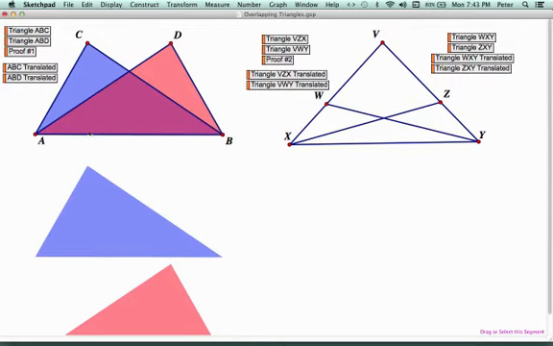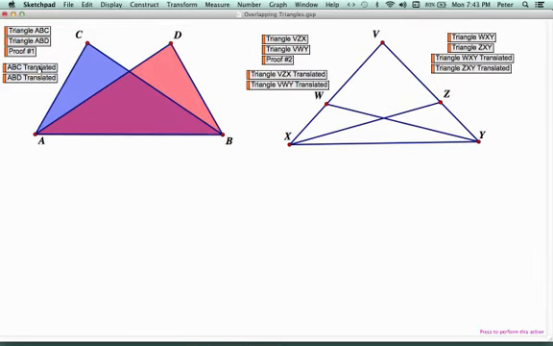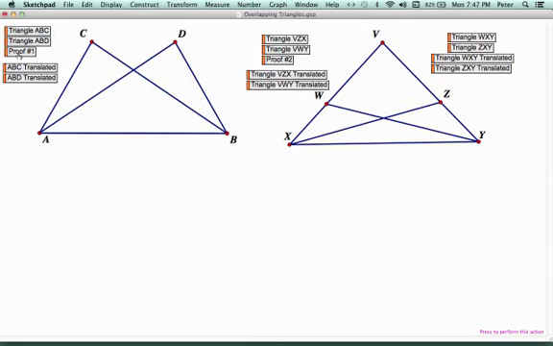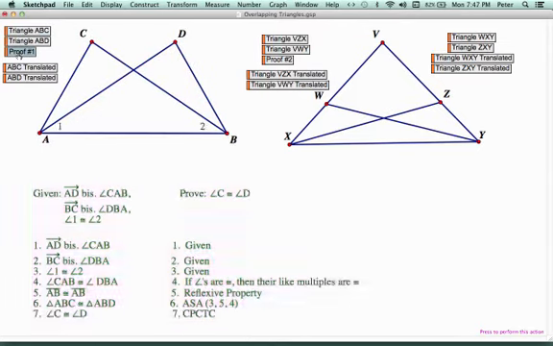Okay, hopefully you recognize that in this diagram side AB is common to both triangle ABC and ABD. Alright, let's see what a proof might look like in a diagram like this. Suppose you were told that AD, this ray stretching from A to D, bisects angle CAB, and BC bisects angle DBA.